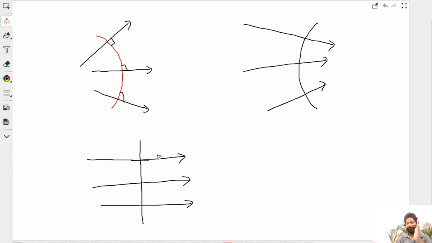Right, this is the wavefront. So either you draw the wavefront or you draw rays of light. We are going to do both of them. When we try to understand reflection and refraction, we're going to draw both of them.